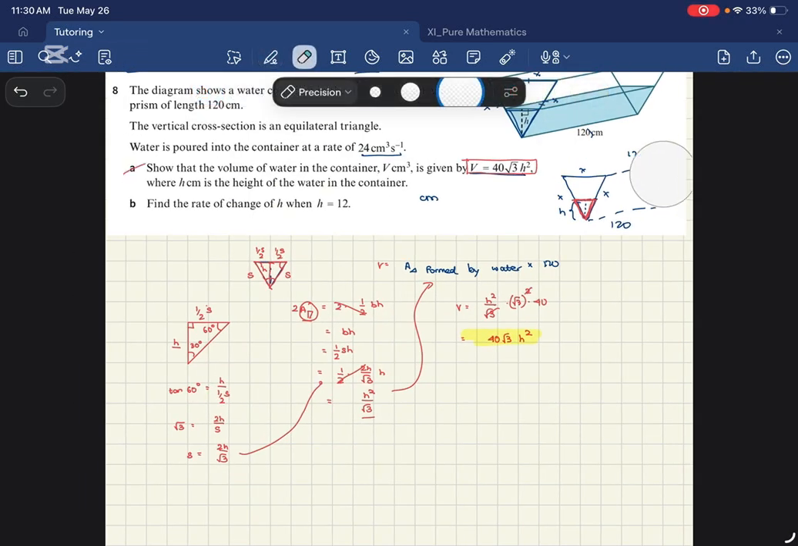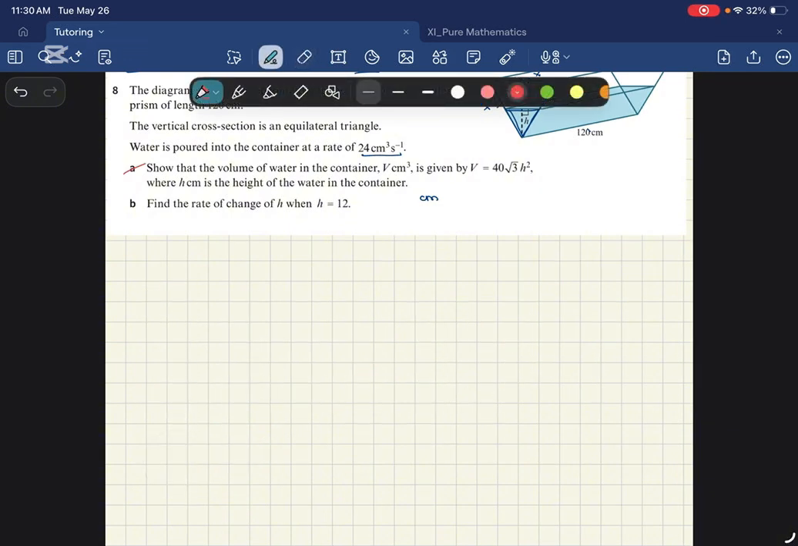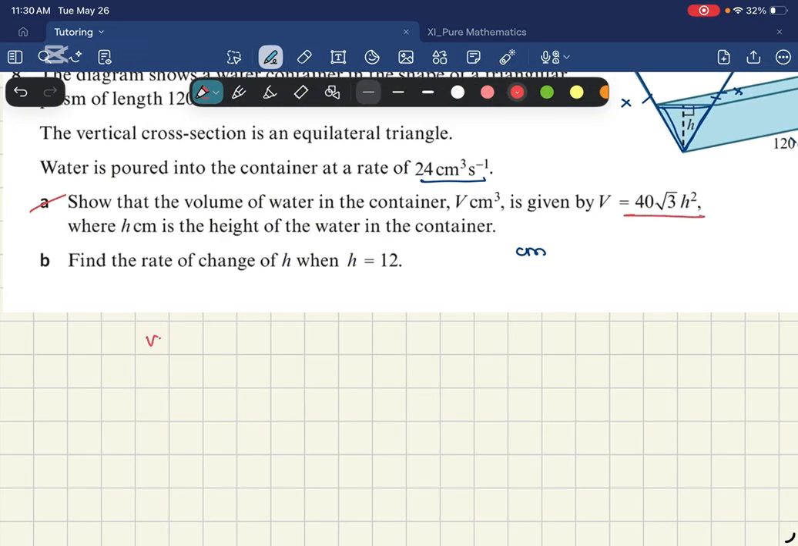So now let me erase everything. Because the question, I already gave you the idea, the question gives me things here. So V is just 40 root 3 h squared. So if you're ever not able to prove this, you can always use this to solve part B. That is what Cambridge likes to do. It gives you hints, right?